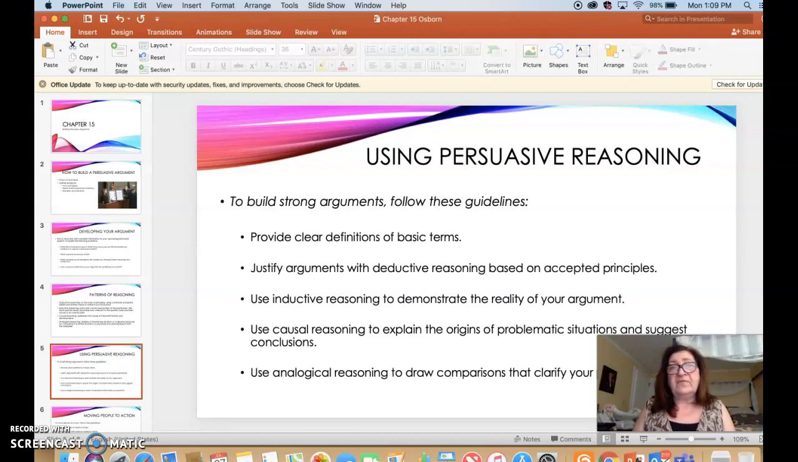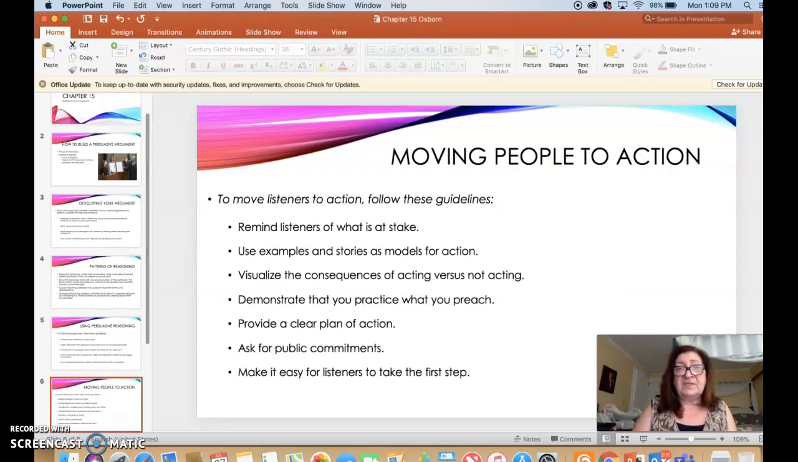So there are a lot of words that need definition, and business, of course, is among them. As I mentioned, feminism, gender, identity, socialism, capitalism, etc. So basic terms need to be explained, defined very clearly. Justify your arguments with deductive reasoning based on accepted principles. Use inductive reasoning to demonstrate the reality of your argument. Use causal reasoning to explain the origins of your argument and suggest conclusions. And finally, use analogical reasoning to draw comparisons and to clarify your position.